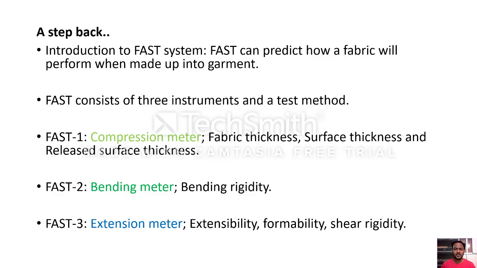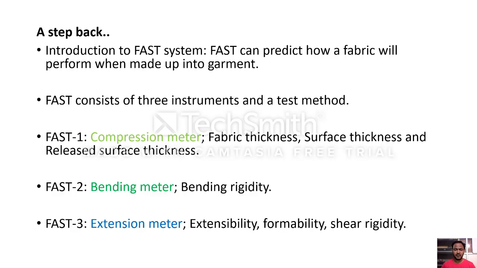This FAST system consists of 3 instruments and a test method. The first one we discussed last time is the compression meter. By using this compression meter, we can measure fabric thickness, surface thickness and released surface thickness. Next is FAST 2, which is the bending meter. By using the bending meter, which works on the cantilever principle, we can measure the bending rigidity. And next is FAST 3, which is the extension meter. By using the extension meter, we can measure 3 parameters: extensibility, formability and shear rigidity. So this FAST system contains 3 instruments and a test method.